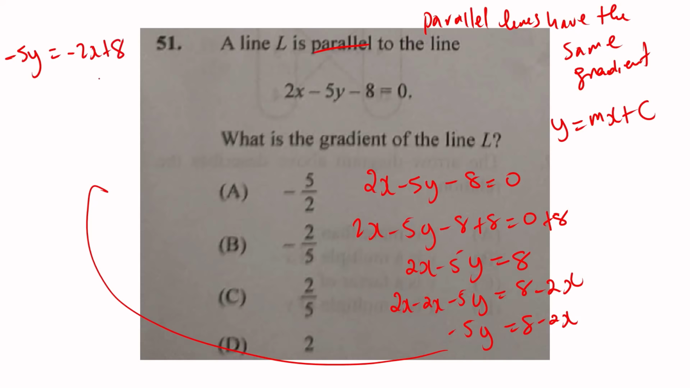Let's turn it around, because addition is commutative. Now we want to divide both sides by negative 5, or multiply both sides by negative 1/5, which is the same thing. So then we have negative 2 over negative 5 x plus 8 over negative 5. Negative divided by negative gives a positive, so y is equal to 2/5 x minus 8 over 5. Now, parallel lines have the same gradient, so the gradient is going to be positive 2 over 5. So our answer is going to be C.